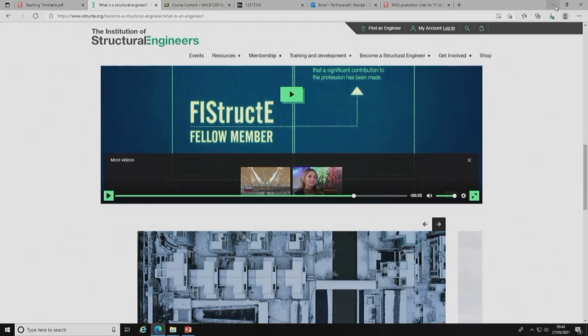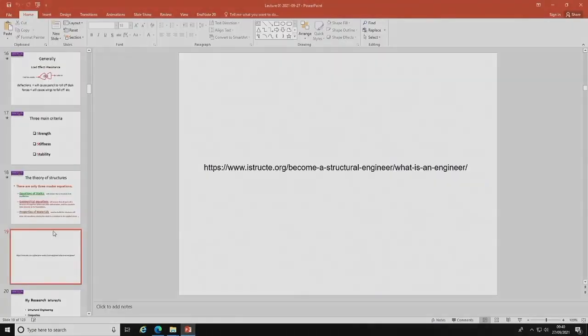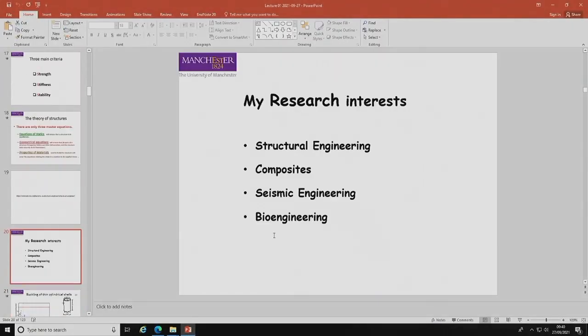You could be a member of various professional group institutions. There is the Royal Aeronautical Society for aerospace engineers as well. For civil engineers, there is also the Institution of Civil Engineers. But you can also take Institution of Structural Engineers membership as well.